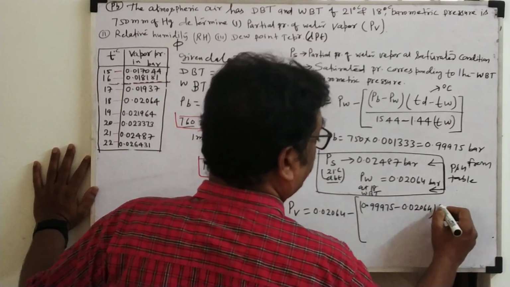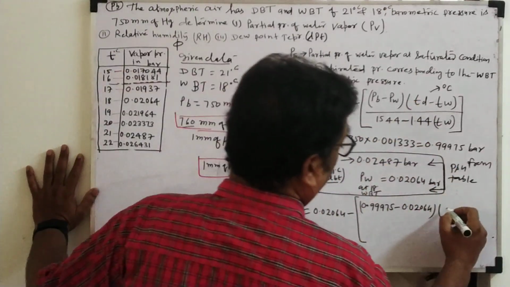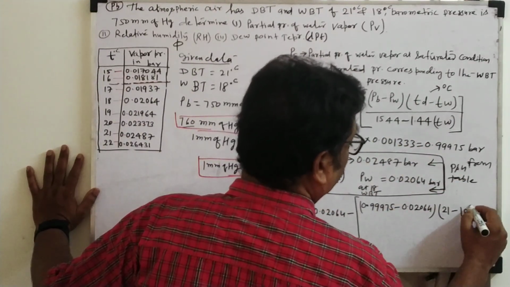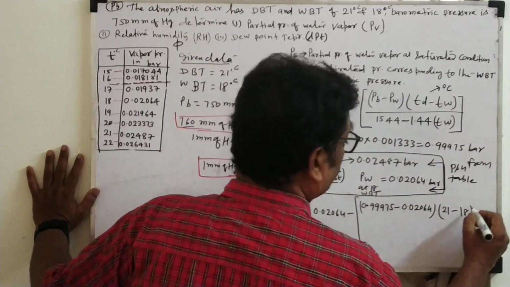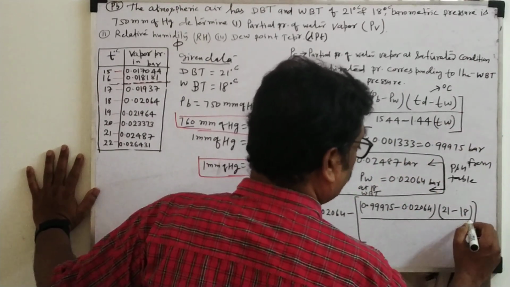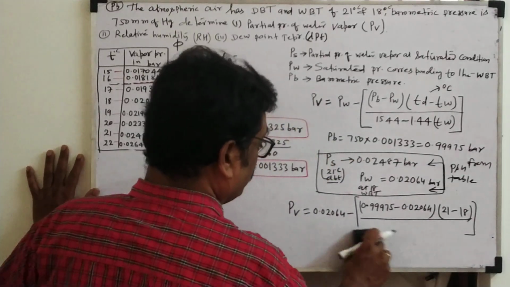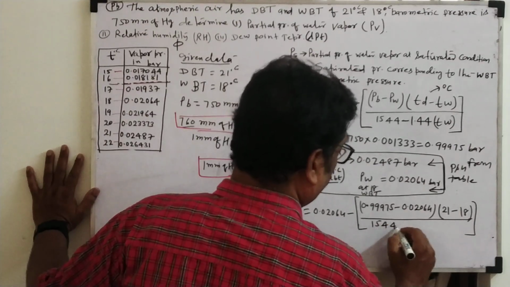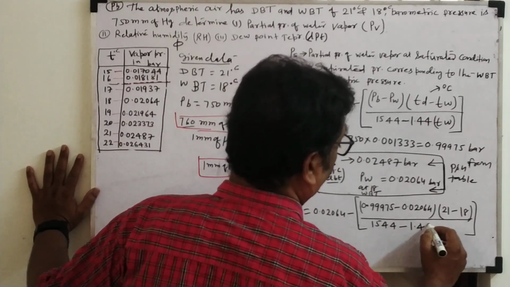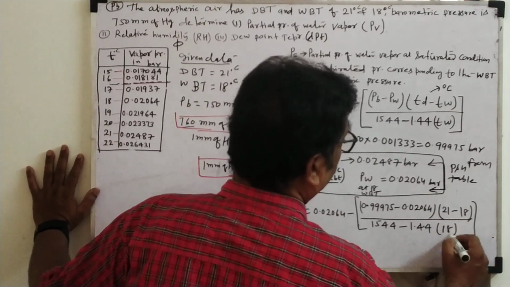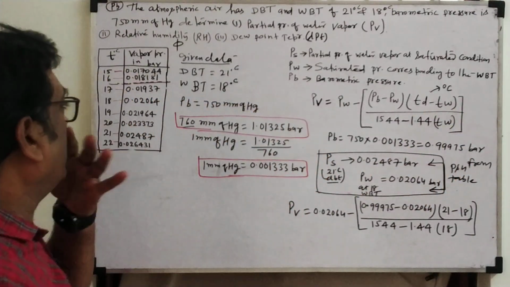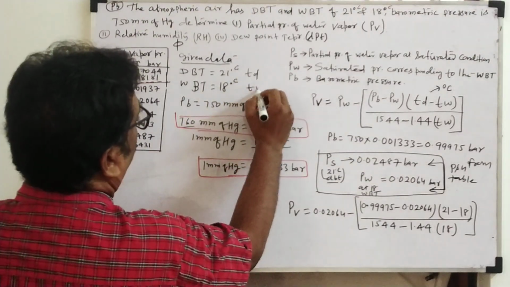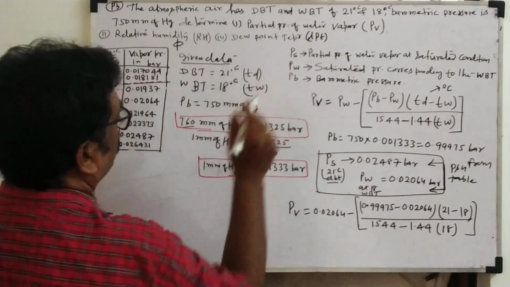0.02064. Then TD, dry bulb temperature, 21 degrees Celsius. WBT 18 degrees Celsius. That value, as I already told, we keep in degrees Celsius only. 1544 minus 1.44 and 18 degrees. What is this one? WBT. The symbol TW I have taken for WBT. For this we can take the symbol TD. Dry bulb temperature, wet bulb temperature.